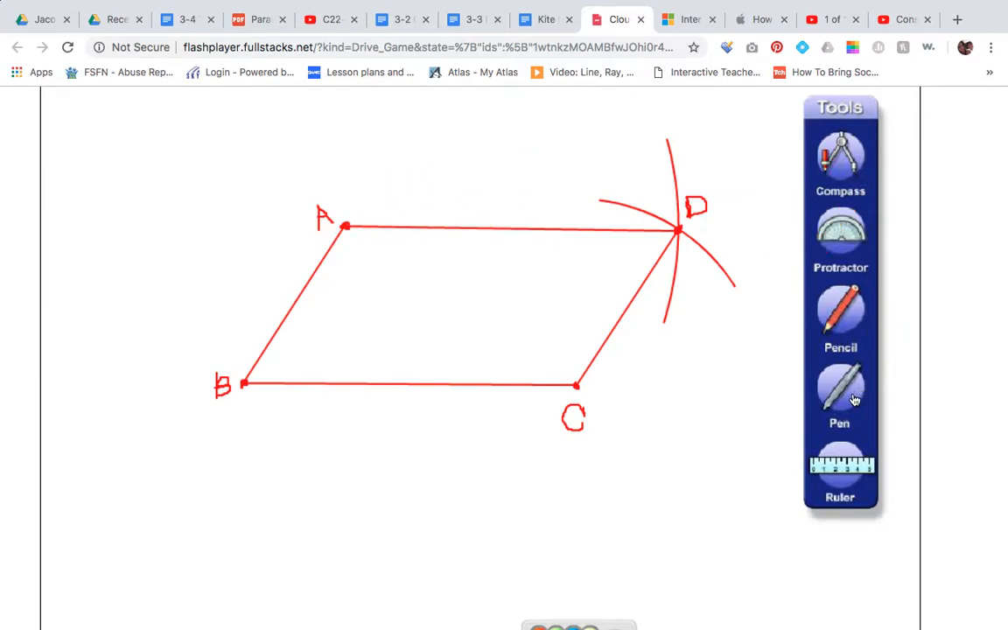Now, if you've done this correctly, we should have two parallel sides here and here. And this should also be congruent to the segment on the bottom. So AD is parallel and congruent to BC. And then we have AB is parallel and congruent to CD. And now we have our parallelogram.